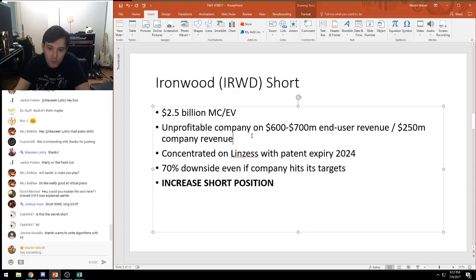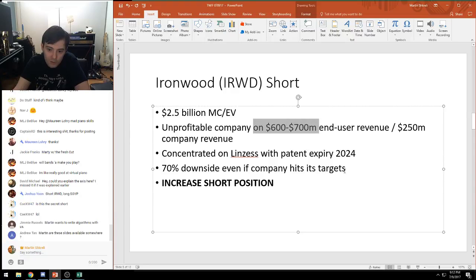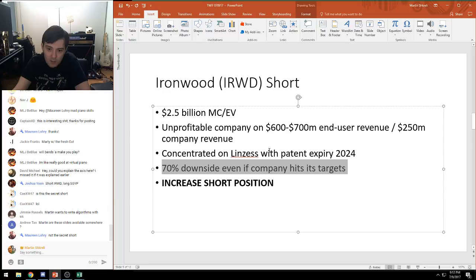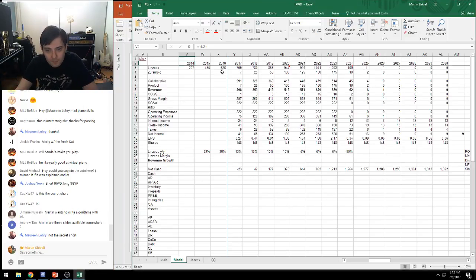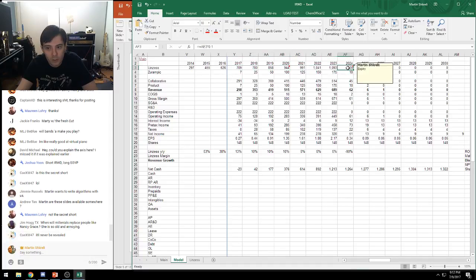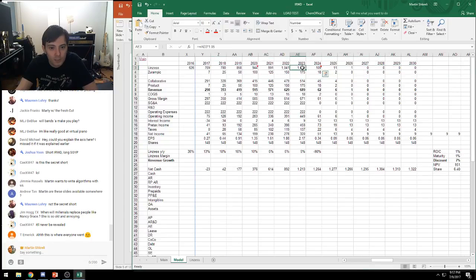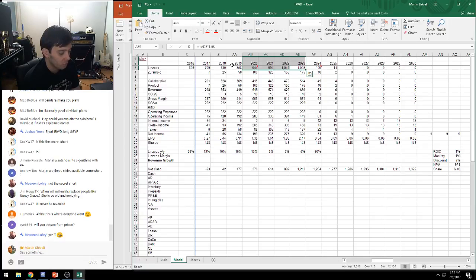I actually assume that they will get to $1 billion or more in revenue, and I still think the stock has 70% downside. They're fighting hard to replace Linzess. I'll show you the model here. So I have Linzess growing to say $1 billion, which is what they're projecting, although I don't think it'll get there, to be honest. And then you have a 2024 patent expiry, so they're going to try to replace Linzess with another GI acting product later, which I'm not sure will work.